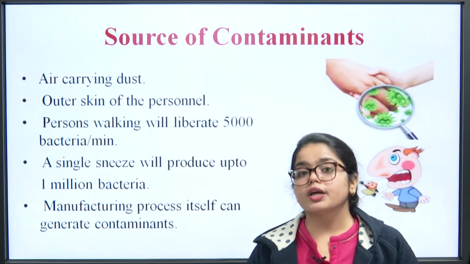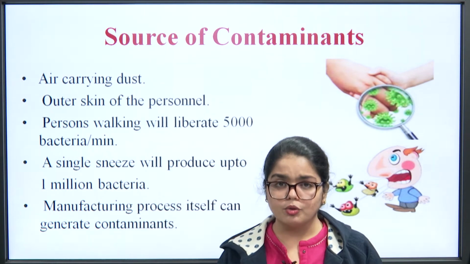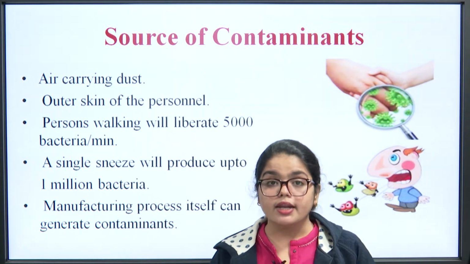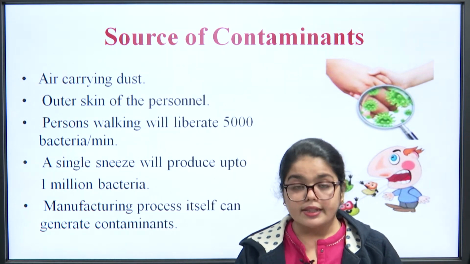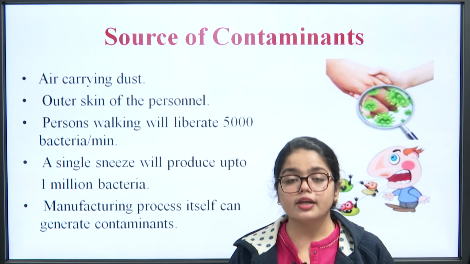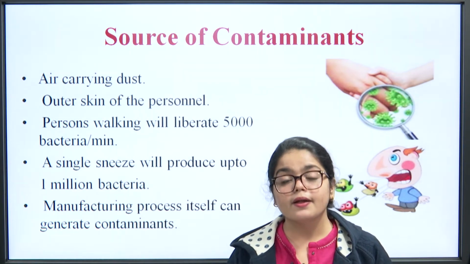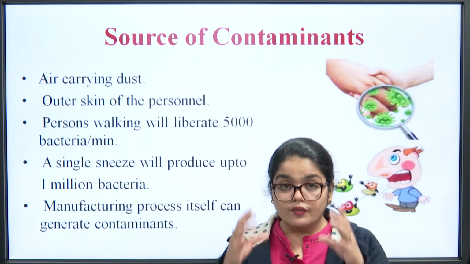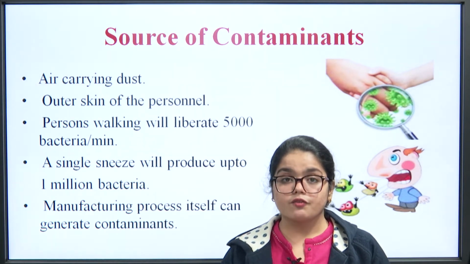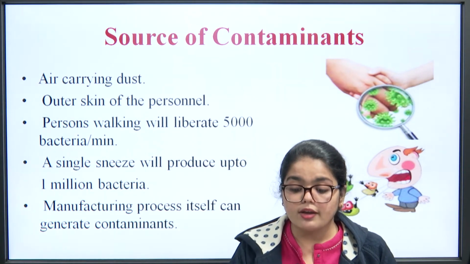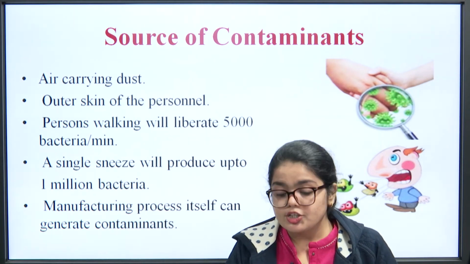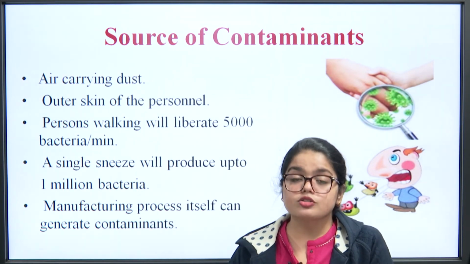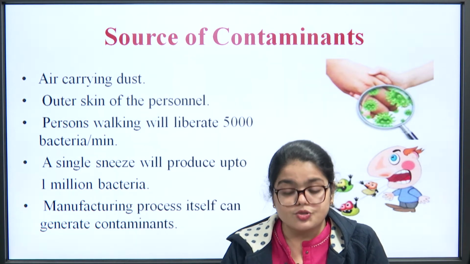And the person has to go through the air curtain so that the dust is blown off before entering that area. So, the source of contamination could be air carrying dust, or the outer skin of the personnel. That is why you must have observed that in the preparation area, the personnel is wearing a complete covering from top to bottom, with no skin visible. They wear goggles, complete gloves, and PPE kits. Then, as an example of how contamination may happen, a person walking will liberate 5000 bacteria per minute. So, it goes beyond the range, and we have to keep a very strict check over it.